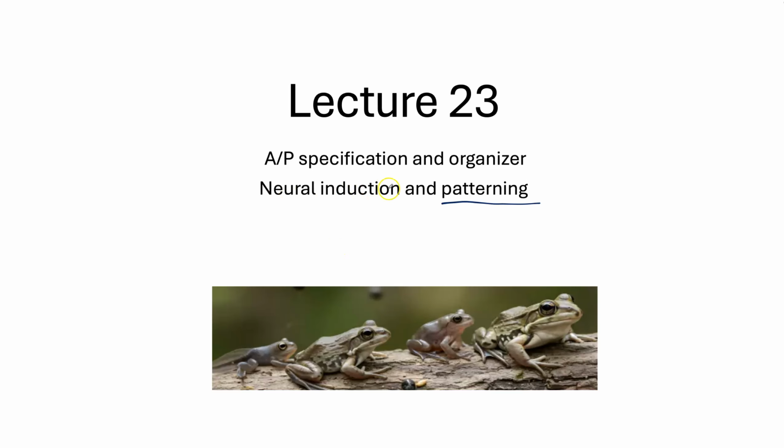And we just simply talk about the fact that the anterior and posterior of the nervous system are patterned differently, and that the signals for those come from the mesoderm.